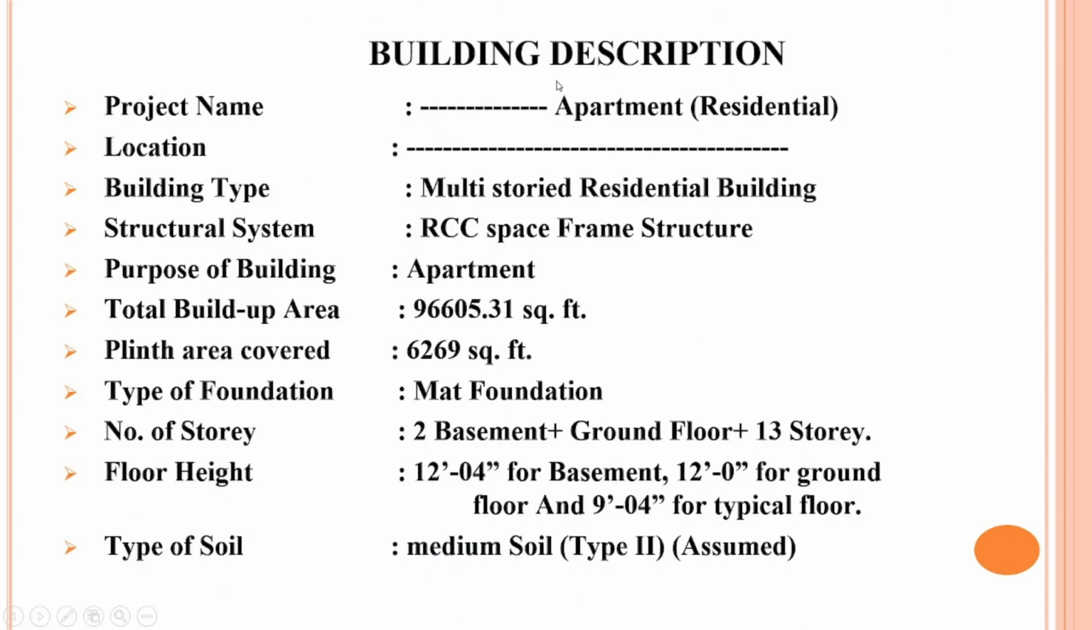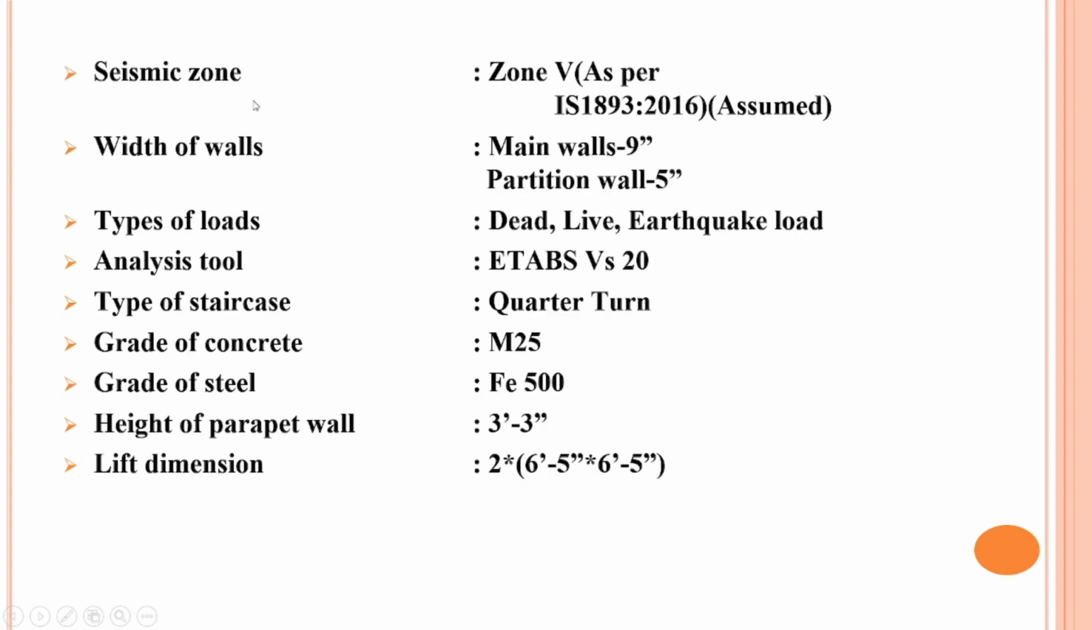And the next, the building description. You have selected that building's architectural drawing. There you describe the name of your project or building, location, building type, structural system, purpose of the building, total built-up area, plinth area, type of foundation you have used, number of stories, floor height, and the type of soil. Medium type soil is assumed. And the seismic load, wind load, and these kinds of topics you have to include, along with the staircase, concrete grade, and lift dimensions.